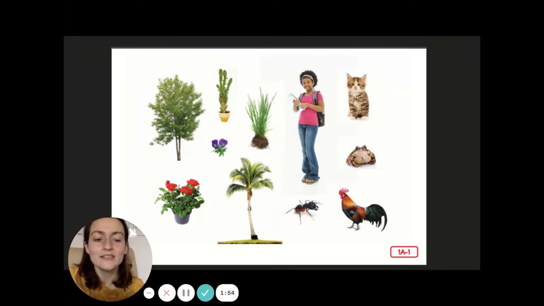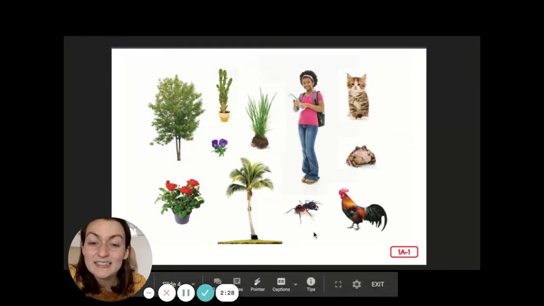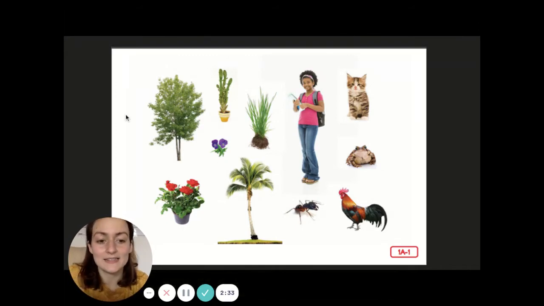Pretty cool. So let's look at all the living things in this picture. You can pause the video and name some things that you see right on this page. There are some things that are not living things, right? A rock or an apartment building, they don't have babies and they don't need food, water, or air because they're not alive. They're not a living thing. But all of these things in this picture are. So this little girl is a living thing, and so is this kitten, the frog, palm tree, flowers, bugs, chickens, trees, grass. These are all living things.